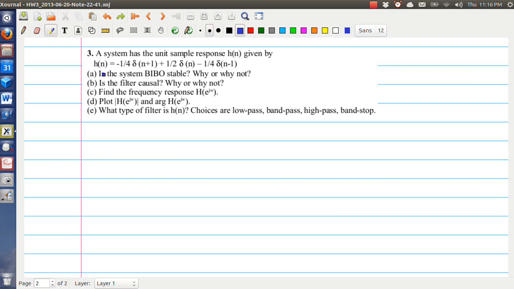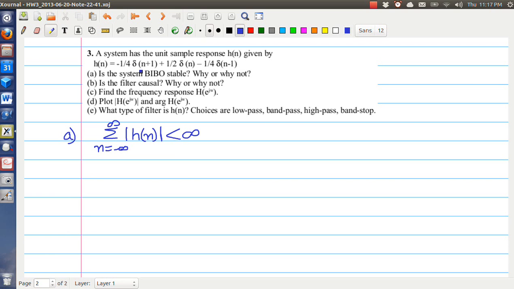In problem 3 we are given an impulse response which is very simple, just made of delta functions. Part A asks whether this is BIBO stable or not. We remember, if we know the impulse response, we can test for stability by checking if adding up all the samples of the impulse response gives us a finite value or not.